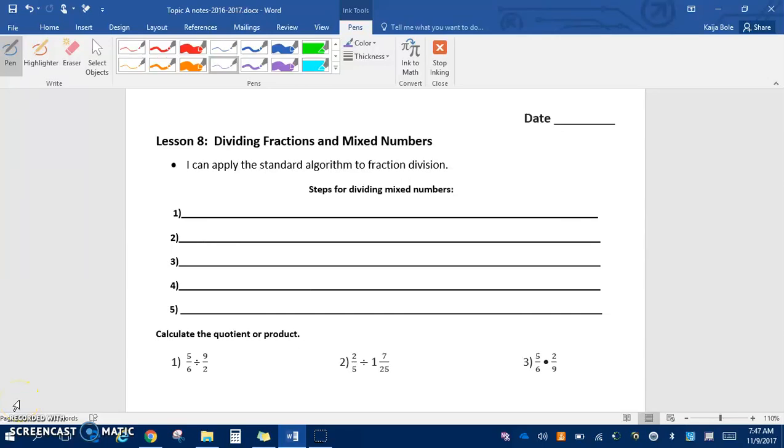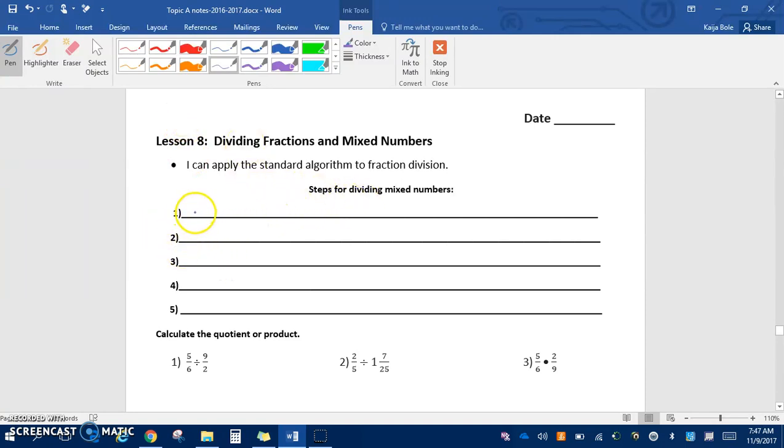Okay, so here we are in Lesson 8, Dividing Fractions and Mixed Numbers. You should be on page 13 of your note packet. This lesson is very similar to the last video that you watched, but now we're adding some mixed numbers in. First we're going to do our steps for dividing mixed numbers.